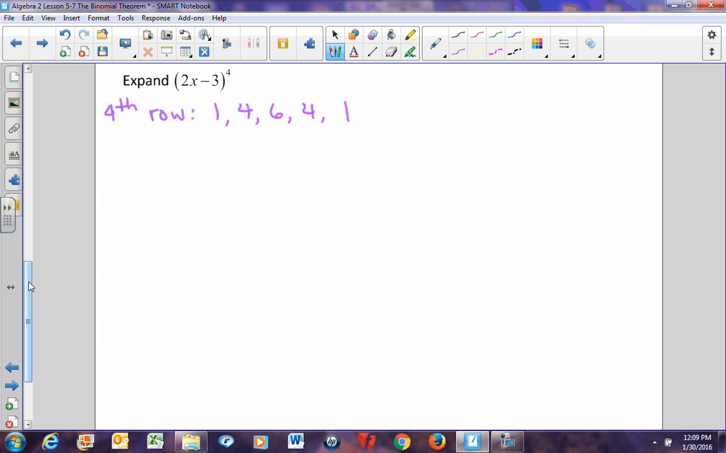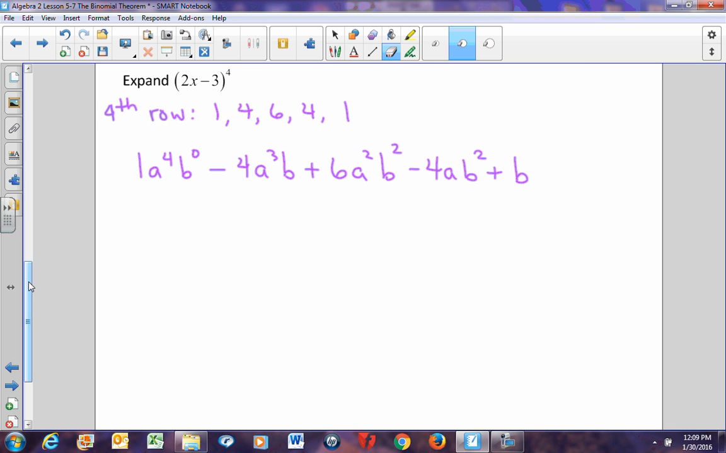So that means it's going to be 1a to the fourth b to the 0, minus 4a to the third b, plus 6a squared b squared, minus 4ab to the third, excuse me, I almost messed it up. B to the third, plus b to the fourth. So plus, minus, plus, minus, plus. Okay, the signs are good.